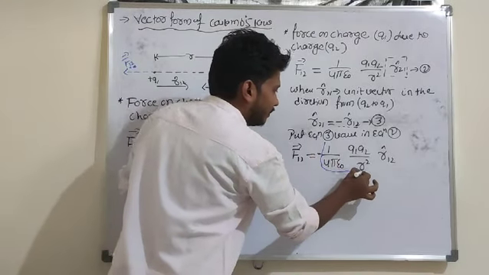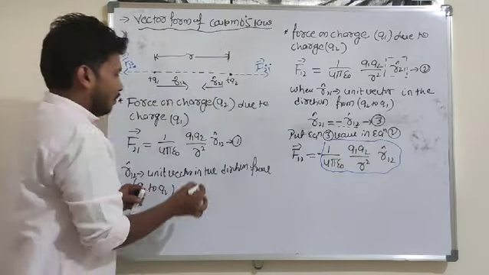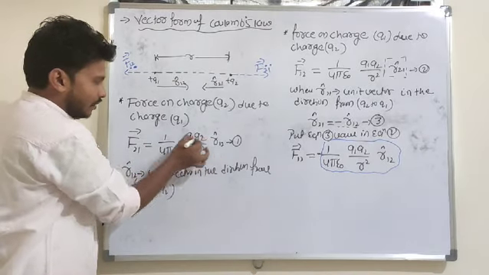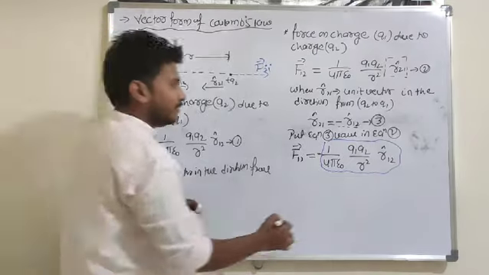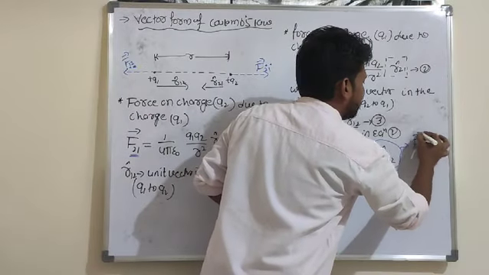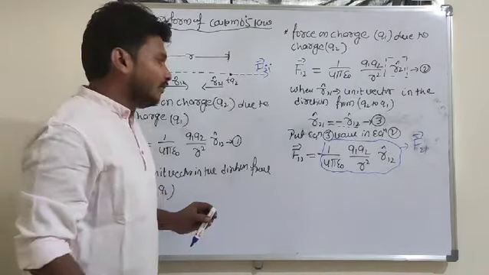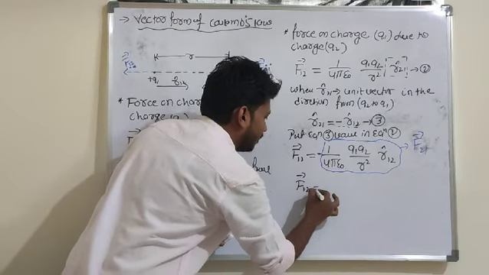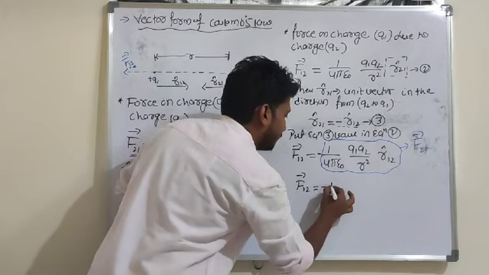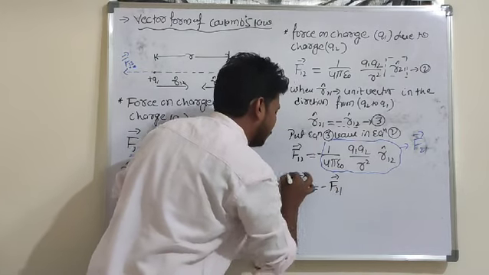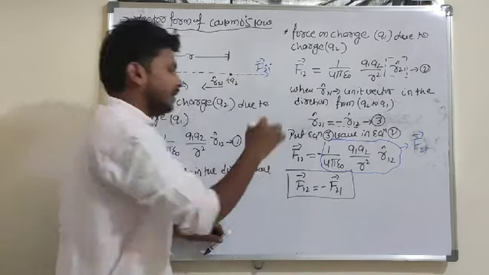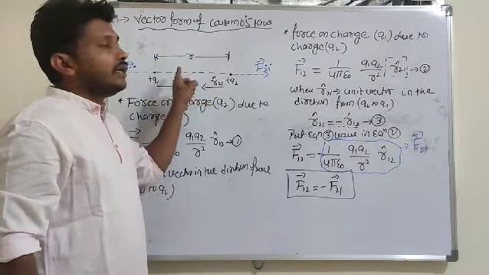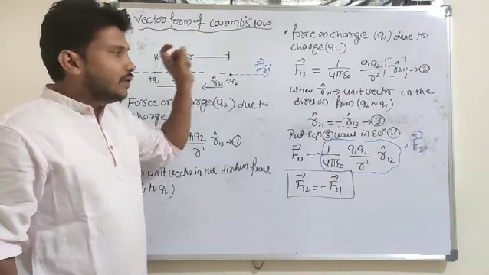So look at here, what's this equation? 1 by 4 pi epsilon naught q1 into q2 by r square, r cap of 1 to 2. So shall I write this equation as F of 2 to 1? So this equation is F of 2 to 1. So let me rewrite this equation. F of 1 to 2 is equal to what? Minus of F of 2 to 1. What's the meaning here? The forces between these two charges are equal and opposite to each other.